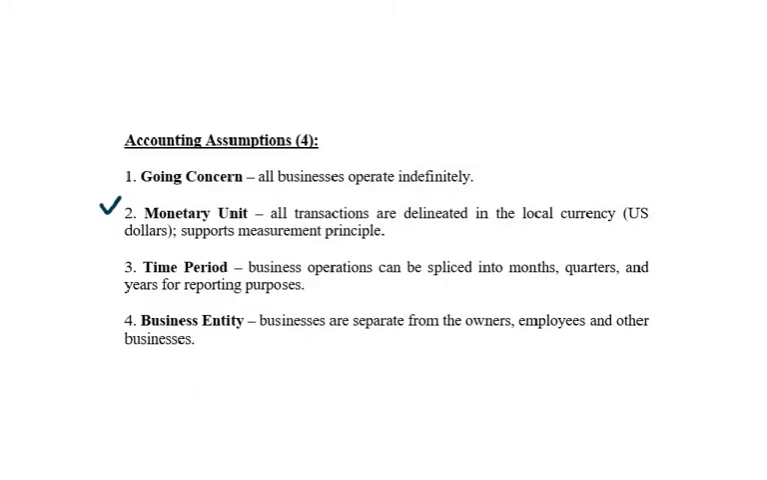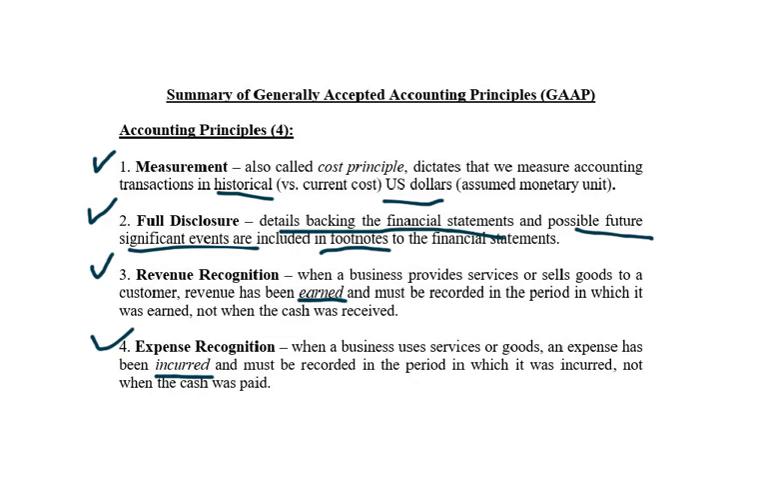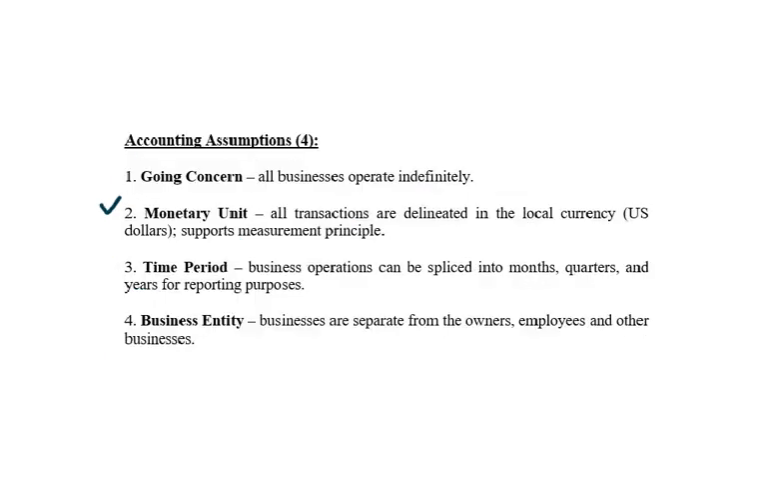We have four assumptions. We already talked about monetary unit, and that's the one that dovetails with measurement. In other words, how are we measuring things? Historical cost and in US dollars. So that's just saying our local monetary unit is US dollars, so that's what we're going to use as an assumption for all of our transactions.